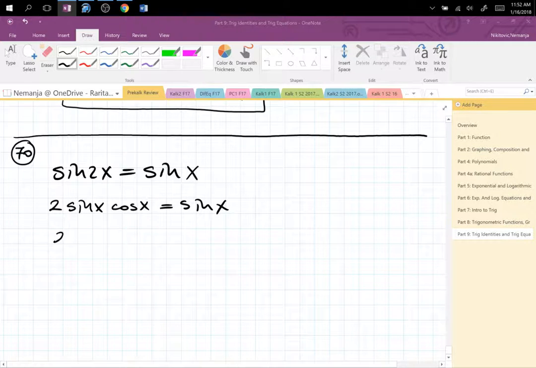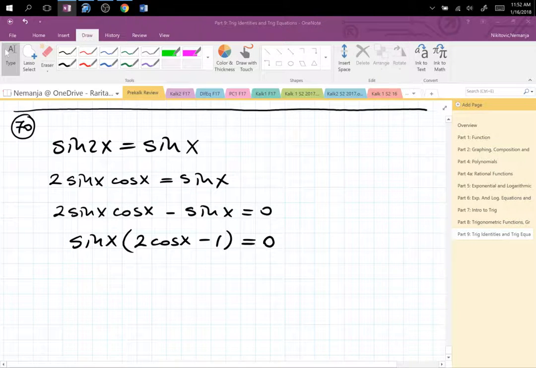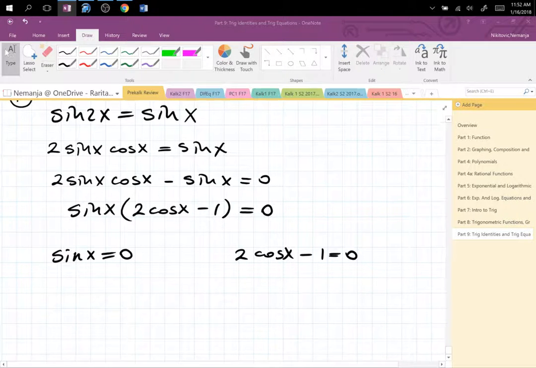The thing that you are supposed to do when you have these types of equations is to subtract sine x and then factor it. And now when you use the zero product property, you have two equations to solve. Now they're both luckily easy equations, but this was the trick.